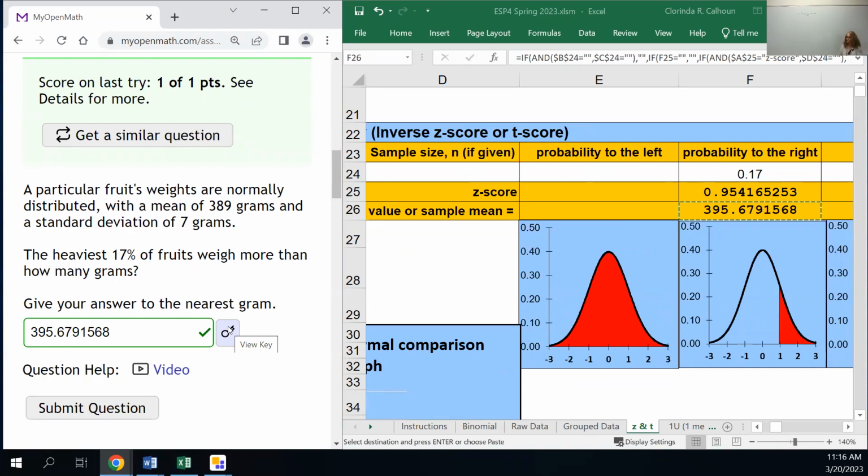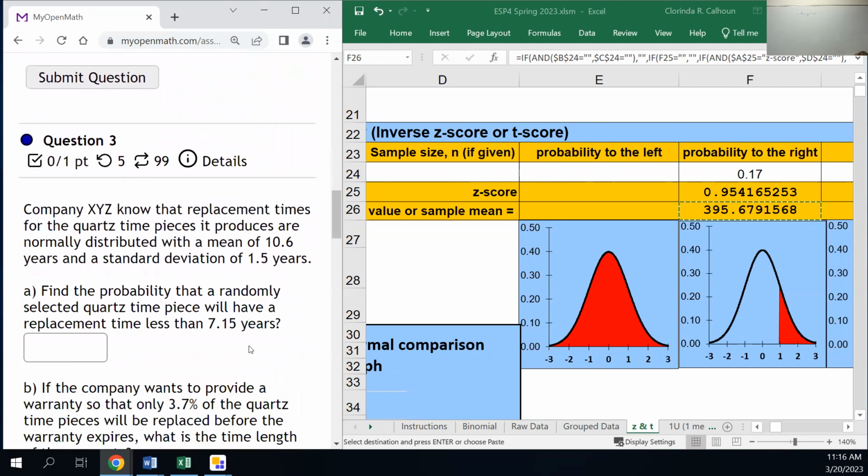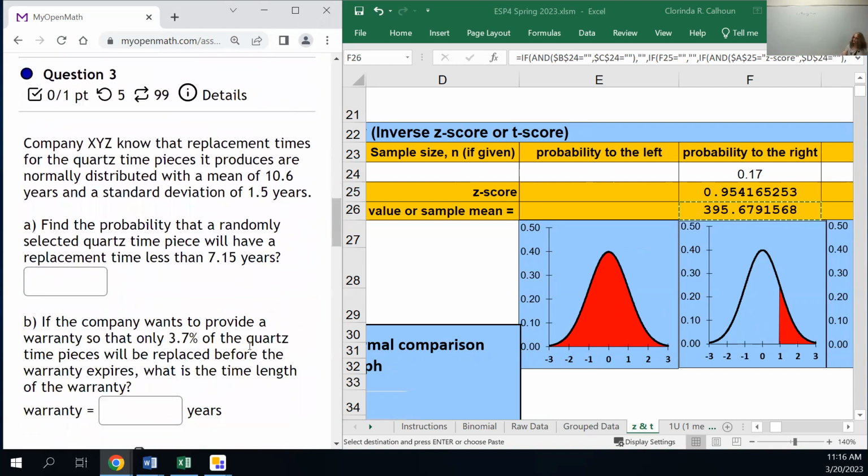Anybody have trouble with 1 or 2? Okay, let's go on to number 3. This is the one where we're gonna kind of skip around. This is gonna show us when we're using section 2 compared to when we're using section 3. It says, company XYZ knows that replacement times for the quartz timepieces it produces are normally distributed with a mean and a standard deviation. So you're going to use that mean and standard deviation for both parts.